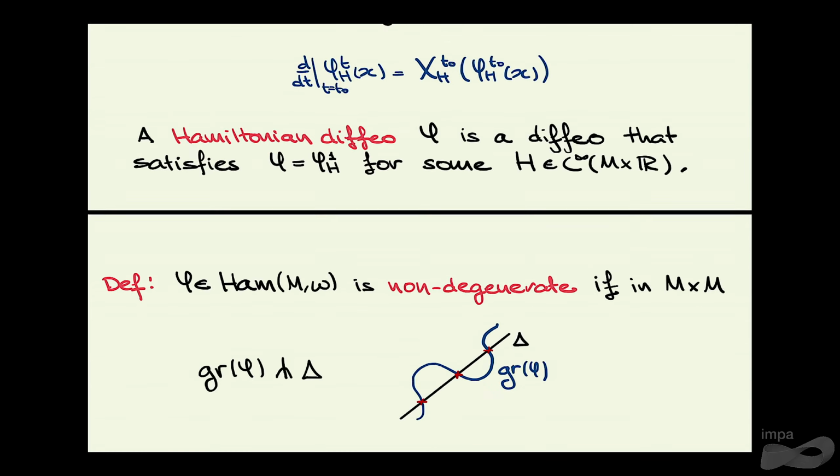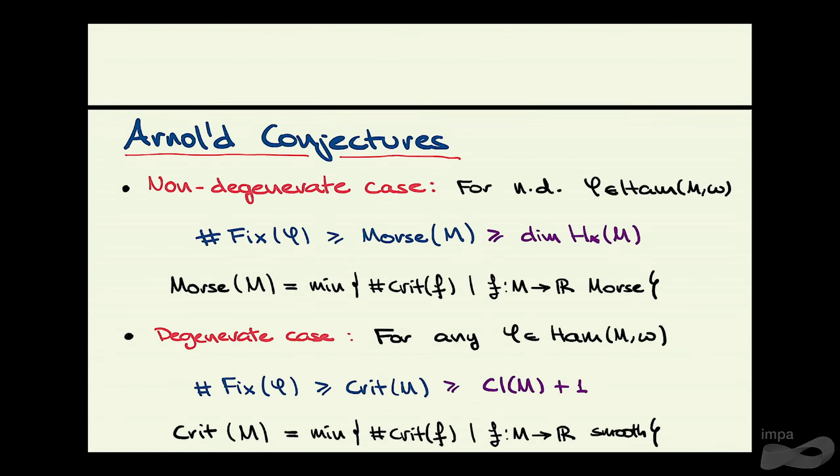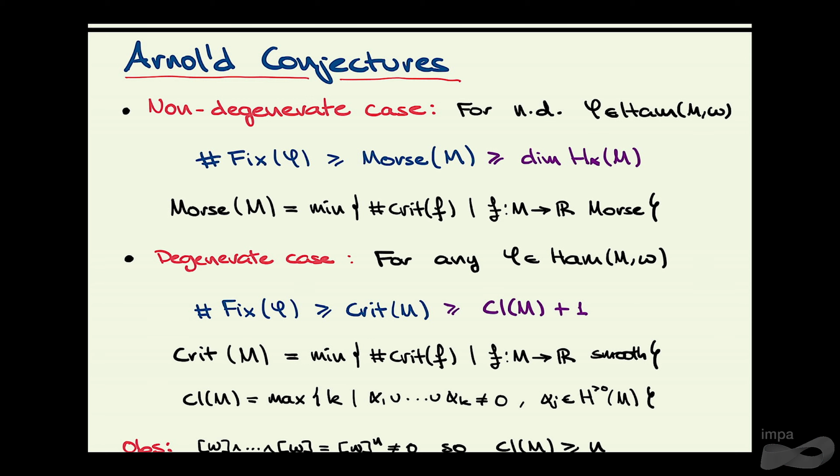And just one little thing. We say that a Hamiltonian diffeomorphism is non-degenerate if its graph, which sits inside M × M, intersects the diagonal transversely. Okay. So let us quickly recall the Arnold conjectures, at least for today.